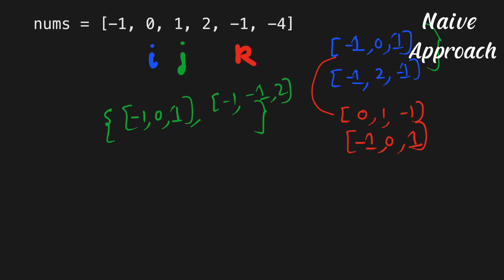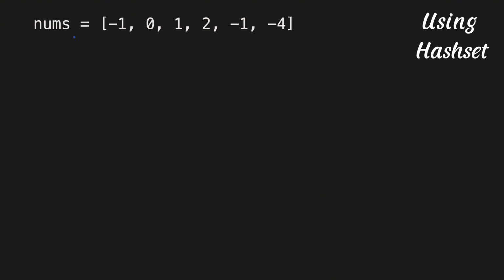Now the time complexity of this approach is O of n cube, where n is the size of the input array because of the three nested loops, and the space complexity will be O of n for storing the triplets in the HashSet. And now the question is, can we do better? And the answer is yes.